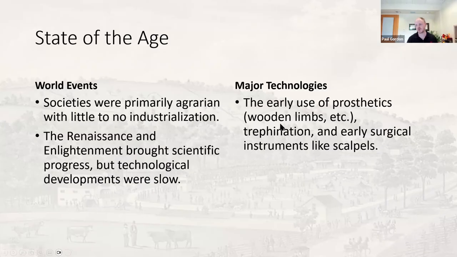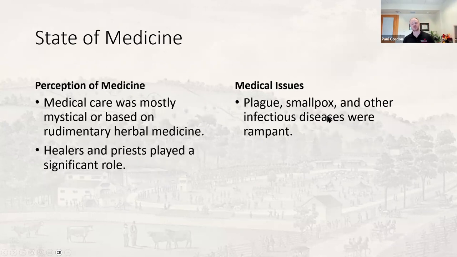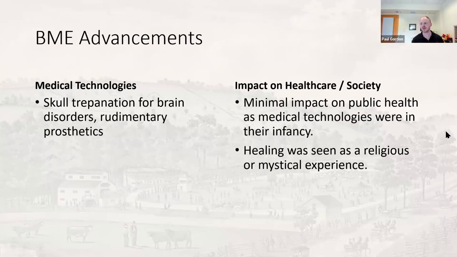Major technologies were not just medical technologies, but medically, things like prosthetics, wooden limbs, trepanation, drilling holes in your head. Early surgical instruments like scalpels were used for the first time. Medicine was mystical. Herbal medicine was common. Healers and priests. Think a plague doctor with the big bird masks. But healing was not something that was scientific, right? And of course, you wouldn't have biomedical engineering in that context because it was the domain of other types of people in society.